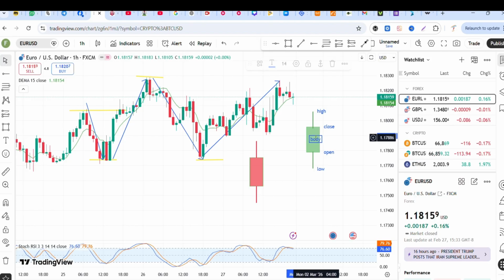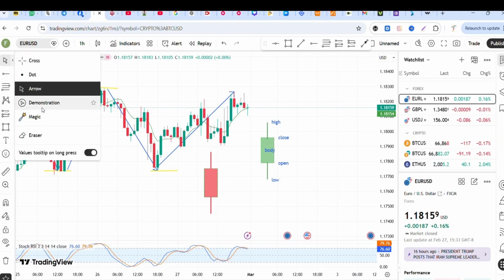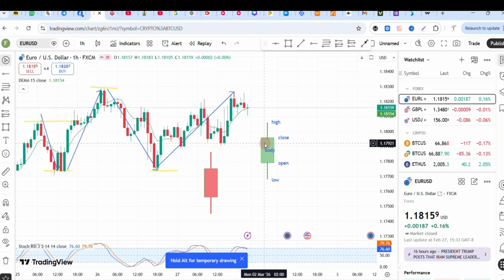So this is the body, if we're looking at the bullish candle, like I told you guys. This whole place is the body of the candle, from between the open and the close. So the open is this place, the point where the candle started counting, and this is the close. Now this is the highest point here.